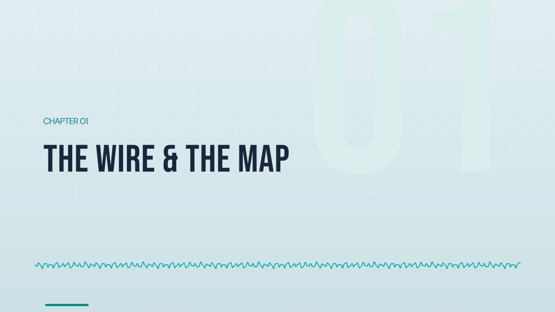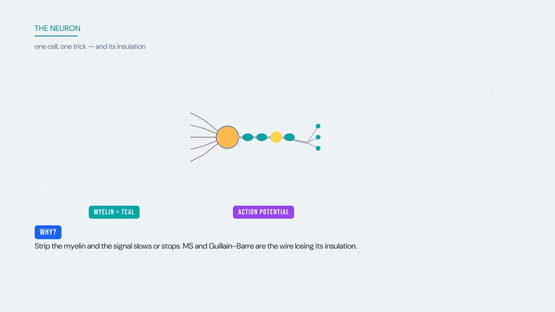Chapter 1. The wire and the map. Everything the nervous system does runs on one cell doing one trick. A neuron sits at a resting charge, slightly negative inside. A strong enough signal flips it. Sodium rushes in, the charge reverses, and that flip races down the axon as an action potential.